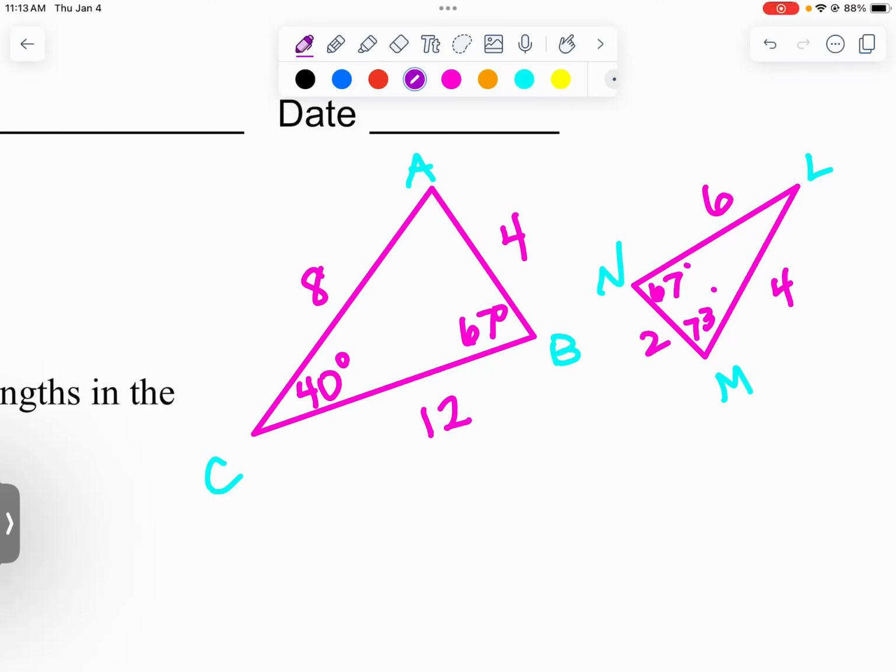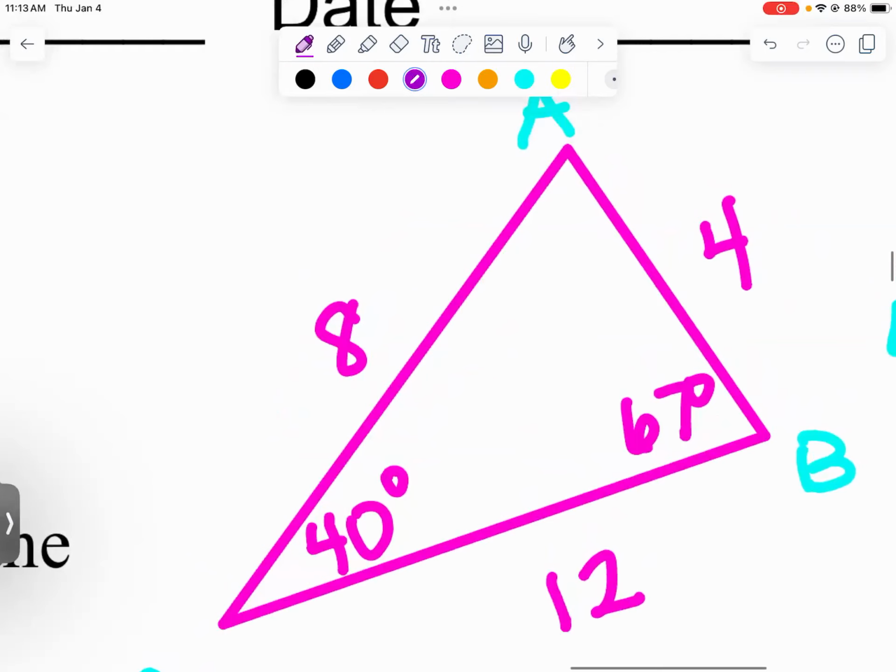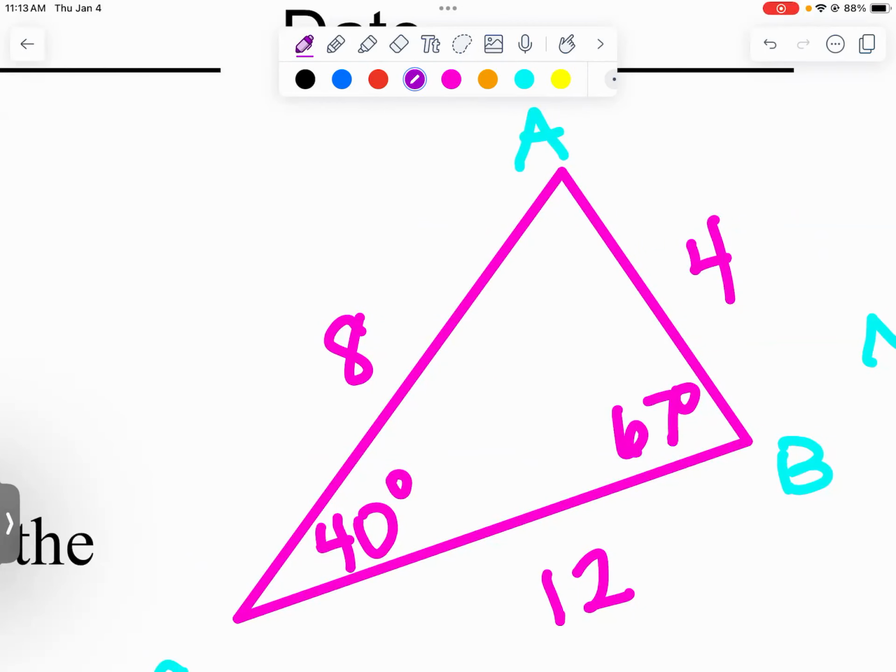Okay, so we have 2 stipulations if we have similar figures. Number 1, our corresponding angles are congruent. Number 2, our sides are proportional. So number 1, are the corresponding angles congruent? We have to do a little bit of math, scary. What's the measure of angle A? 73 degrees, that's what's left over from 180.